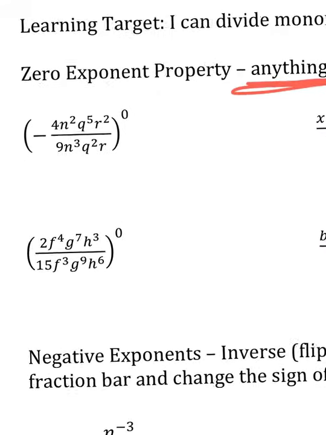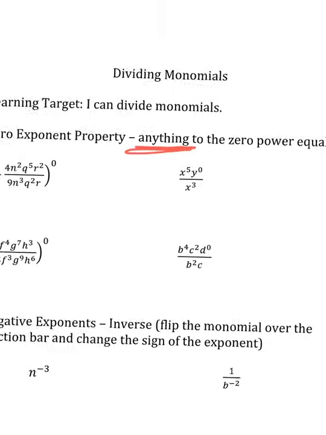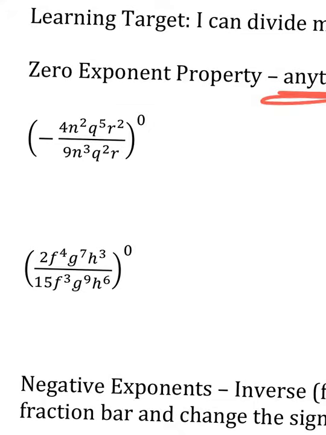If we're looking at this very first one here, there's all of this stuff on the inside of the parentheses, but ultimately that's all being raised to the 0 power. So it is equal to, if we think about our 0 exponent property, anything to the 0 power equals 1. That means that this whole thing is equal to 1. Pretty neat, huh?